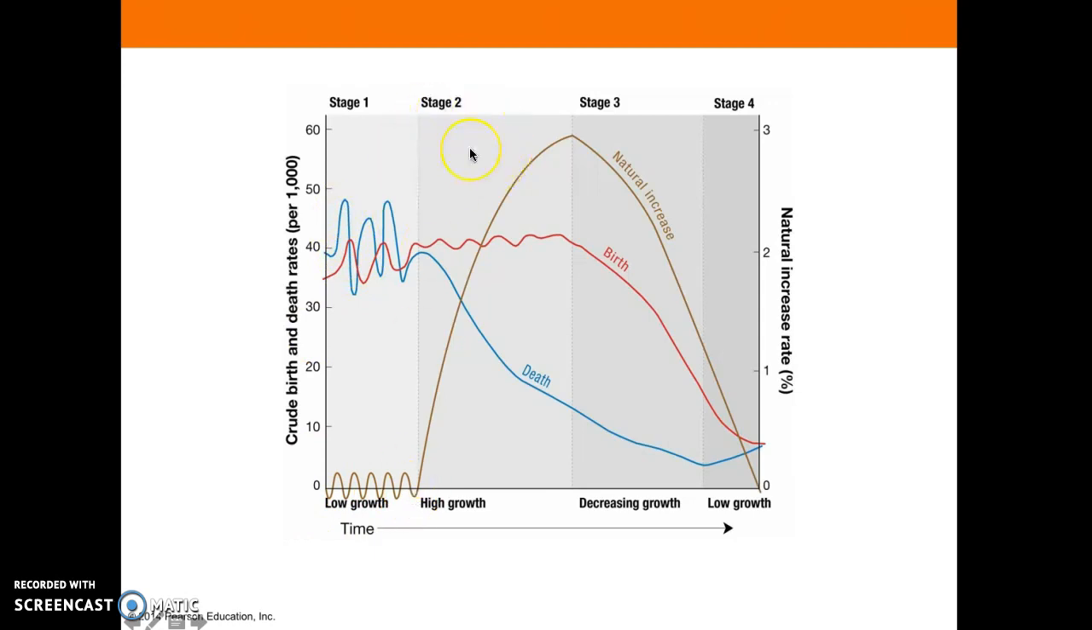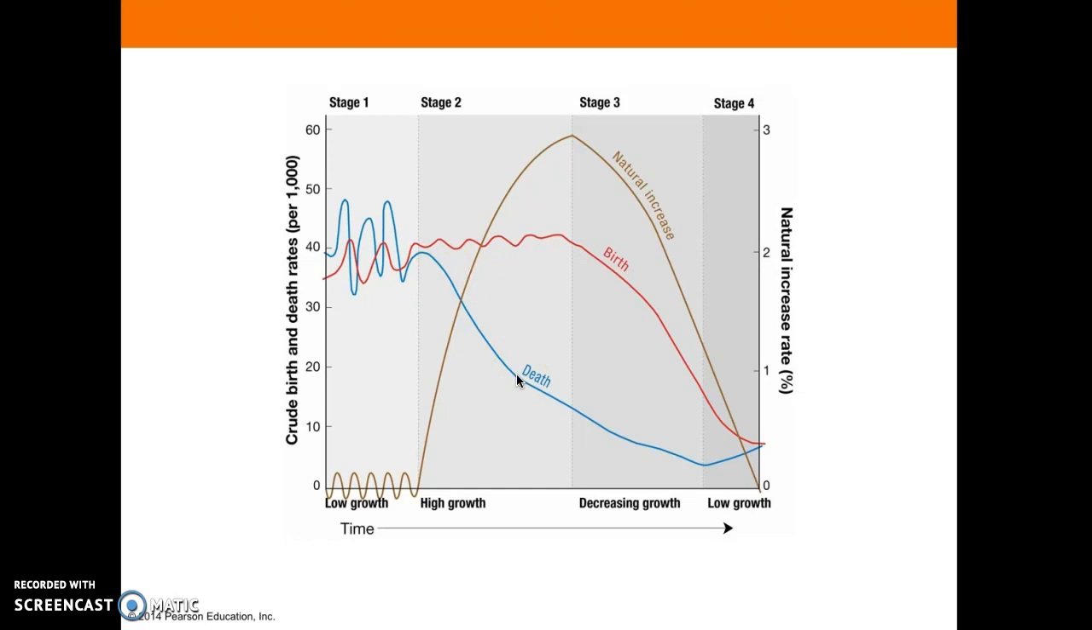But then as you hit stage 2, you're moving into a fully agricultural society. And this is a time of high population growth. So when you hit stage 2, the natural increase rate starts to go up. And as you can see, the birth rate stays pretty stable. And maybe it gets a little more consistently in the higher range, but it stays pretty close to the same. But the number of deaths drops. So people start to live longer.